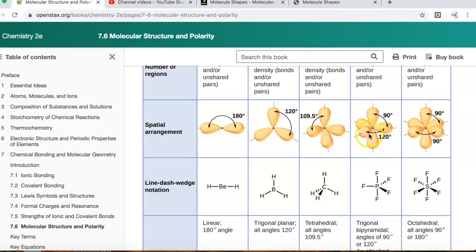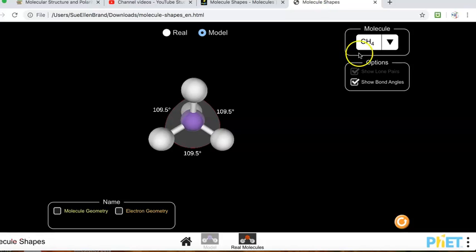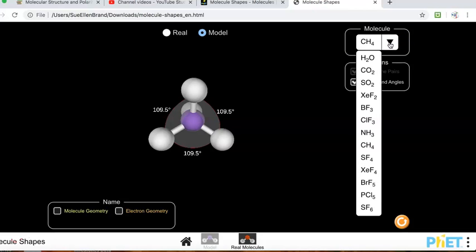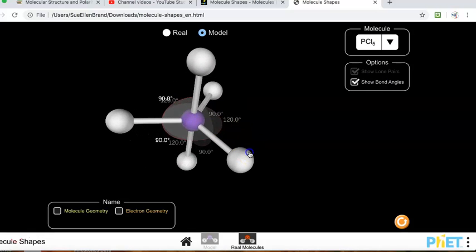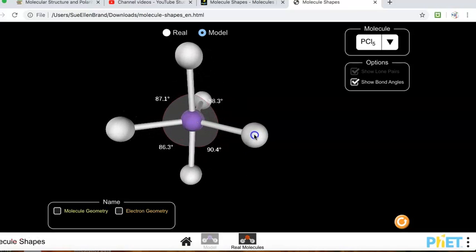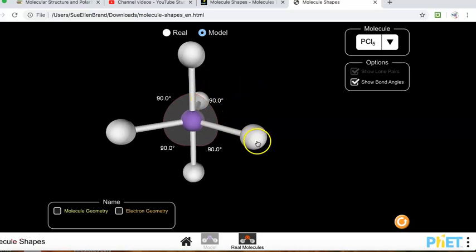This is what it looks like here on this graph, trigonal bipyramidal. And then using this PhET simulation here, it's PCl5. So this is trigonal bipyramidal. So you see that trigonal's 3, right? So you have 3 atoms. It's sort of like trigonal planar. Remember when it had 3 atoms and it sort of looked like a Mercedes sign? That's on one plane. And then you have an atom going up and an atom going down.